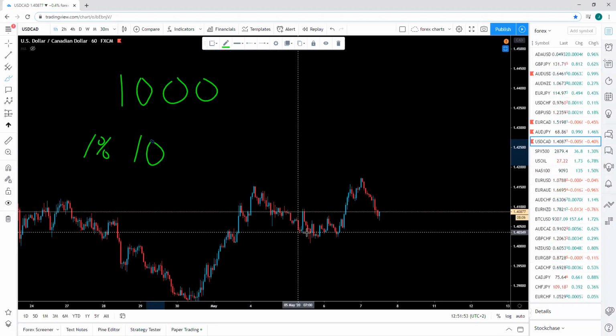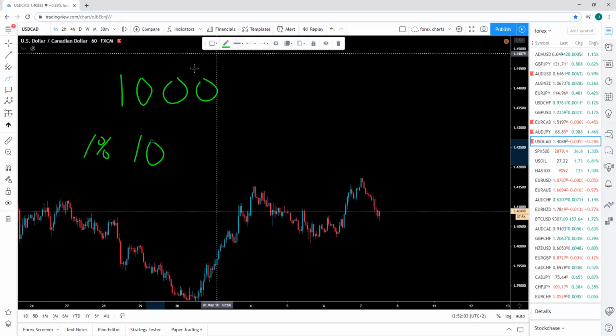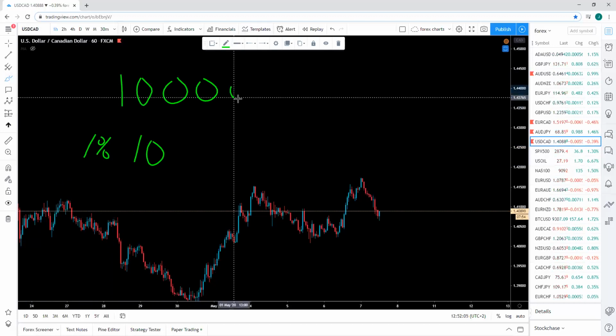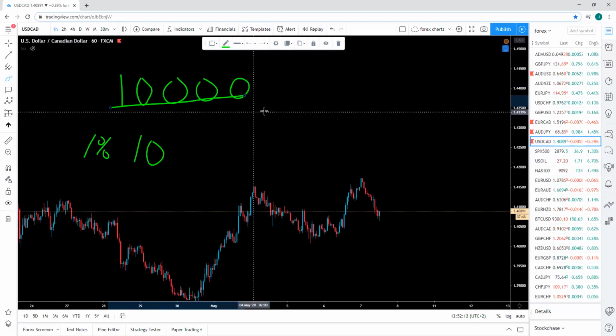Then the currency pair. Currency pair is USD CAD. It's on the top left here. USD CAD is the currency pair. Then it says your account size. So you're going to put in 10,000 onto your account balance, and then your stop loss in pips.